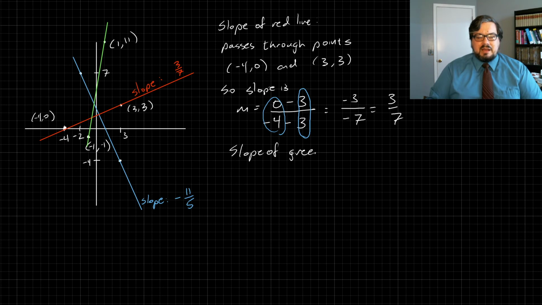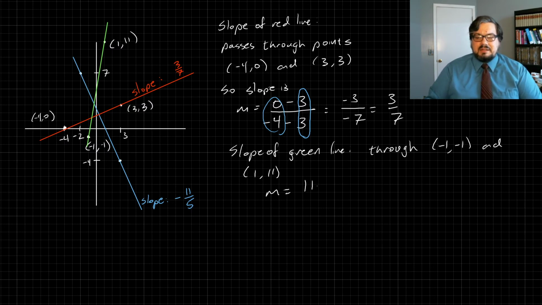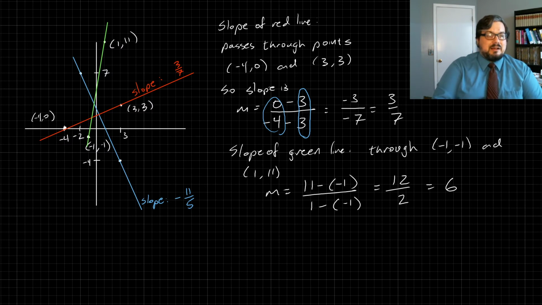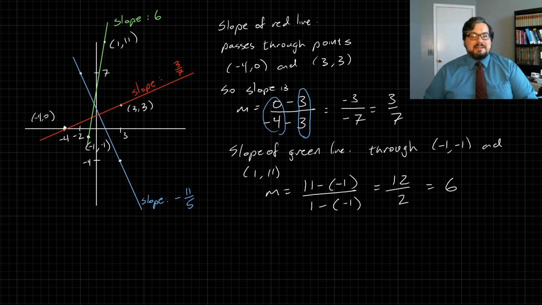Slope of the green line, well, it goes through -1, -1, and 1, 11. So the slope is, this time I'll use 1, 11 first. So 11 minus -1 over 1 minus -1. So 11 minus -1 is 12. 1 minus -1 is 2. So we get 6 out of it. So in this case, we have a slope of exactly 6.